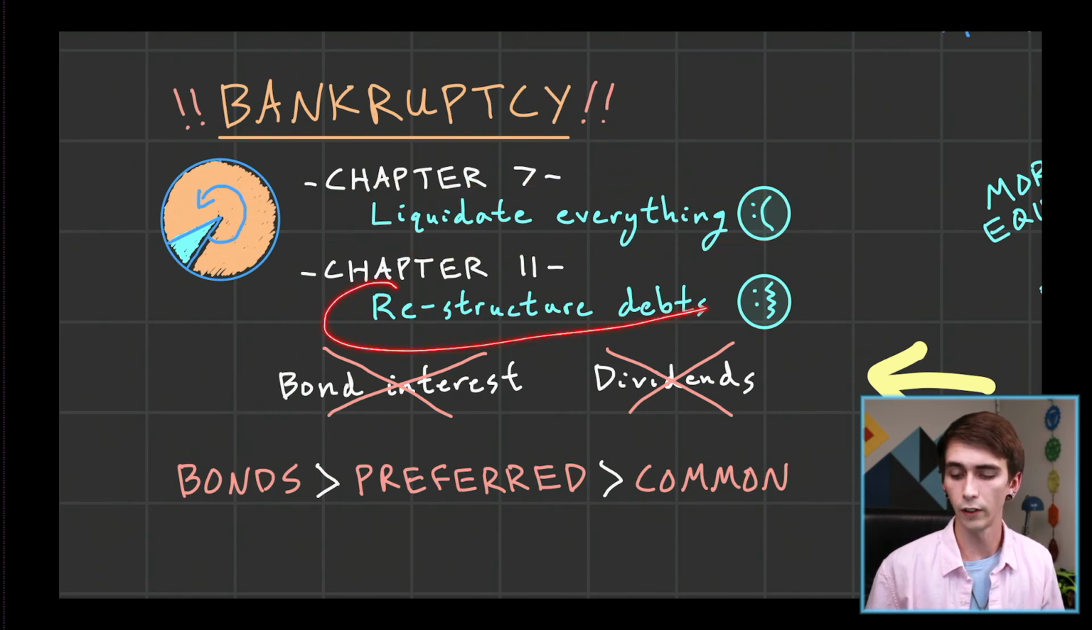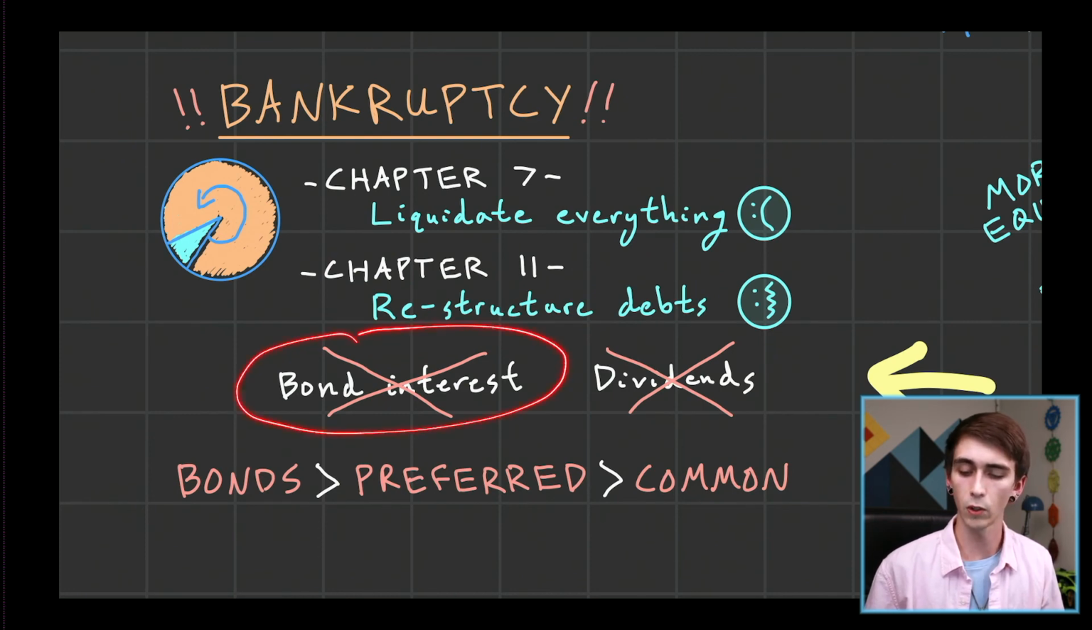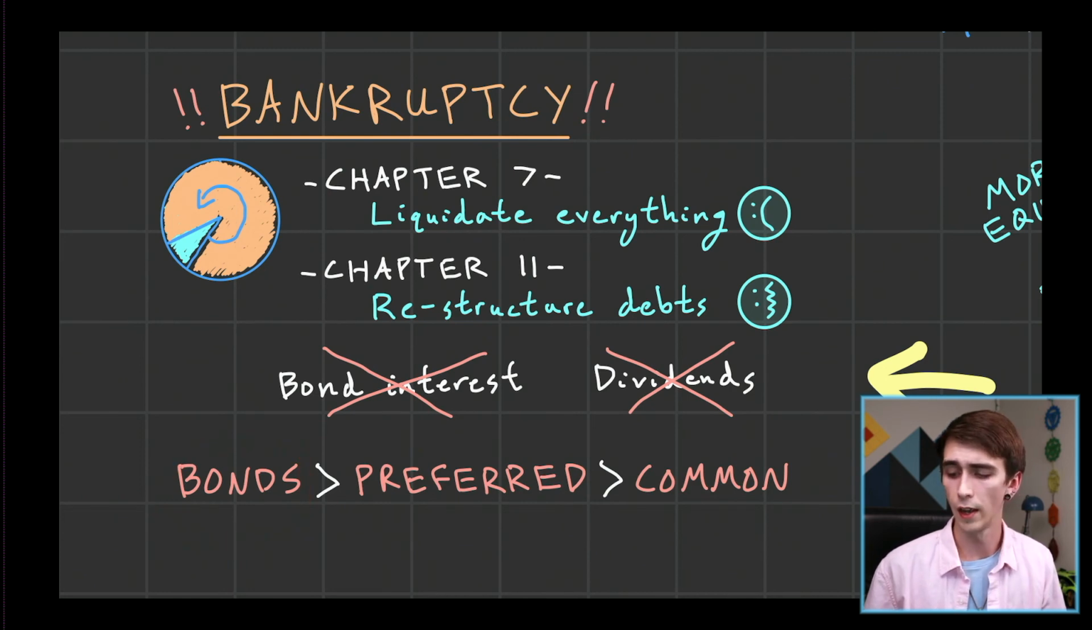But during the process of restructuring the debt with Chapter 11 bankruptcy, you no longer receive bond interest payments, which I'll talk about in a different video, which is kind of like dividends, but for bonds. And the dividends also stop. The other thing I was going to add is that when a company does actually liquidate, the people that are paid out first are the bondholders. Then after that is the preferred, like I showed you earlier. And then the common shares are paid out last.